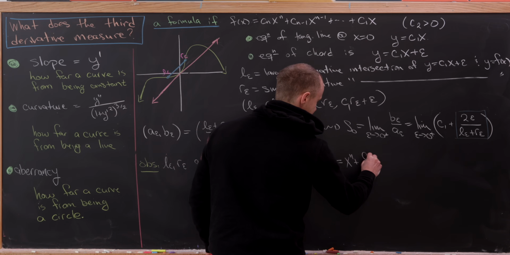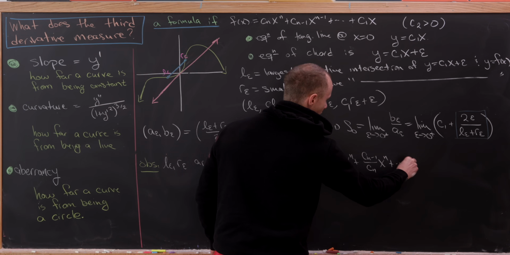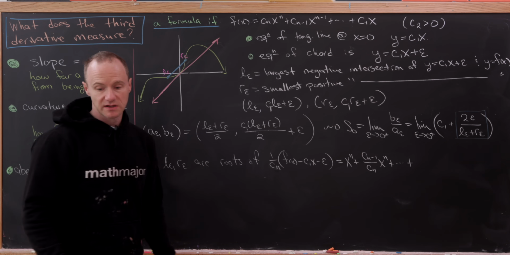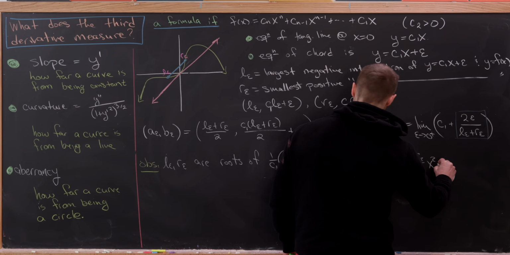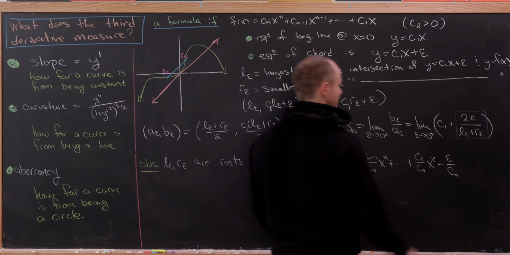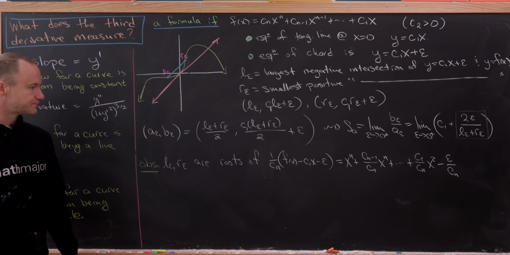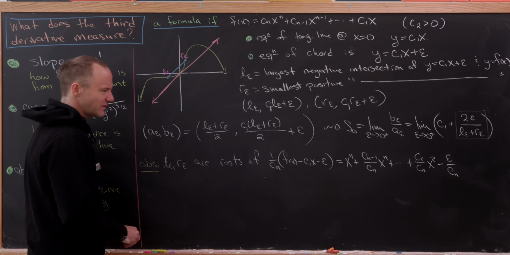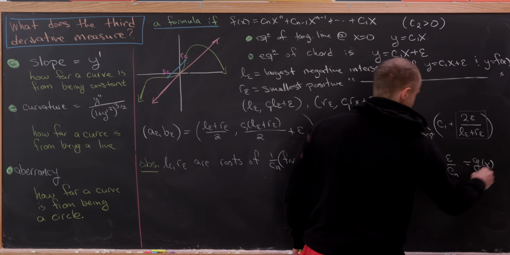And then at this point I can expand this back out, and I'll have x to the n plus c n minus 1 over cn x to the n minus 1, all the way down to c2 over cn x squared minus epsilon over cn. Notice I've gotten rid of my x term. Okay, cool. But then let's give this thing a name. We'll give this thing the name g of x.